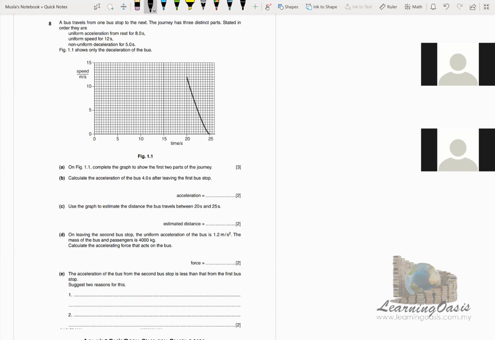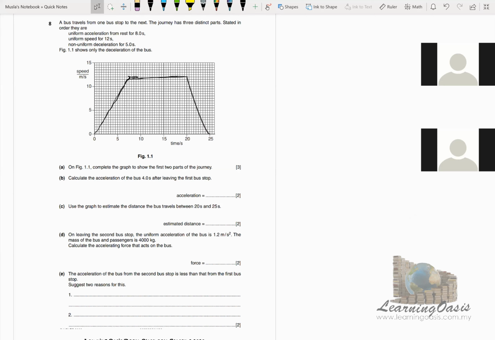After that, uniform speed for 12 seconds and then a non-uniform deceleration. Everyone got it right? Yes, no? Yes. Now calculate the acceleration of the bus 4 seconds after leaving the first bus stop.